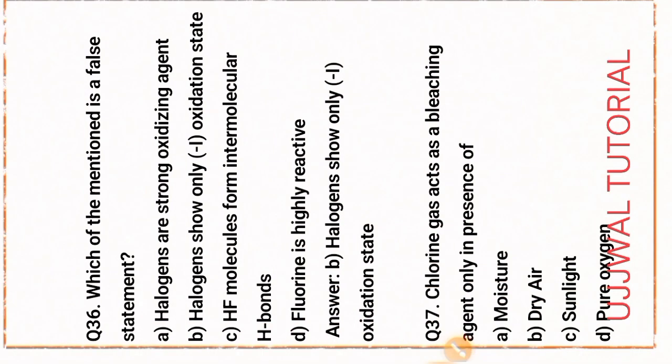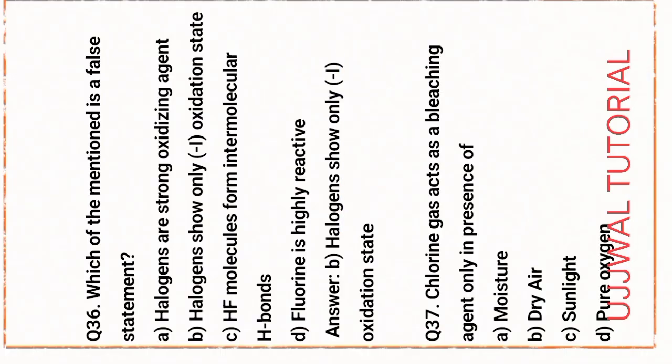Next question, question number 37. Which of the mentioned is a false statement? Option B, that is halogens show only minus 1 oxidation state. It is wrong. Okay, then follow chlorine, which shows variable oxidation states. Okay, but it is not true. So following this part, option B is the right answer.